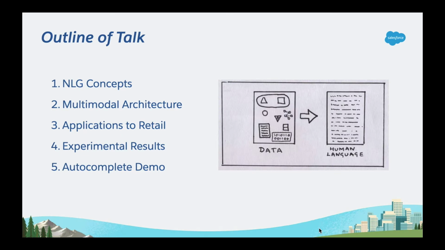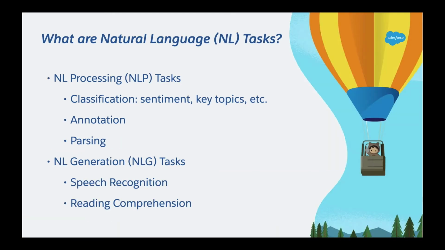We'll start with a brief refresher on natural language generation concepts, talk about what's out there in terms of state of the art, and we'll present an architecture called Mantis that gives a multimodal treatment of natural language generation. We will discuss some applications to retail and marketing, and then show some experimental results, and finally give a brief demo. You can think of most natural language tasks as learning a function from sequences to something.